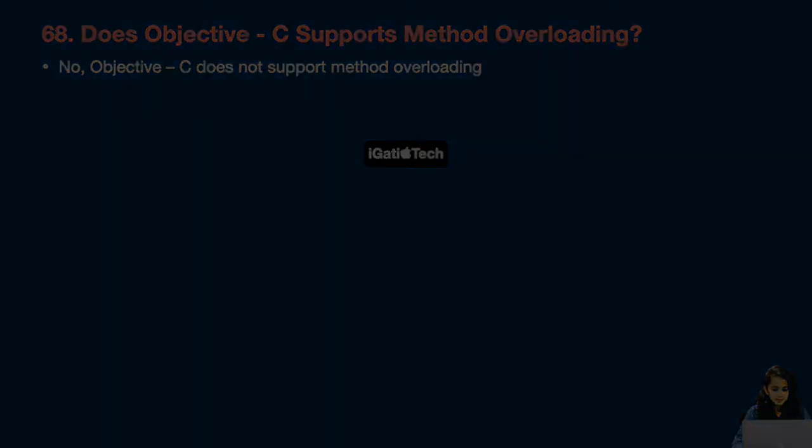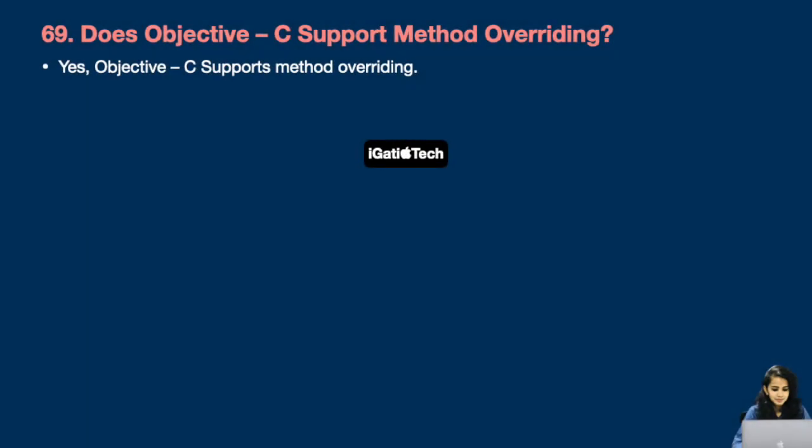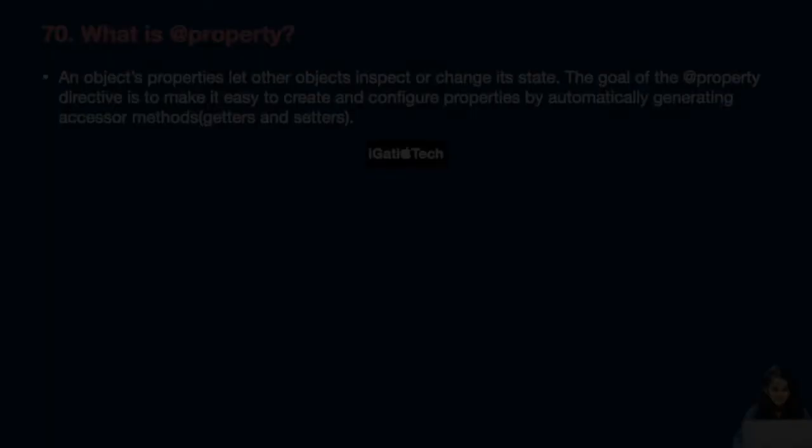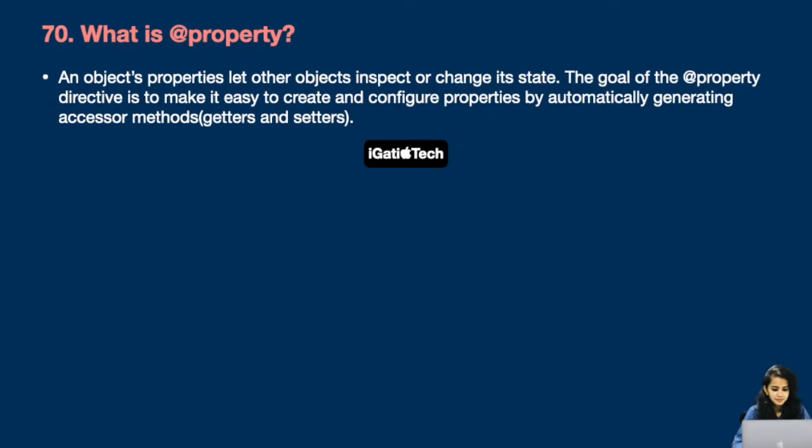So the next question is, does Objective-C support method overriding? Yes, Objective-C supports method overriding. Next, question number 70. What is property? An object's properties let other objects inspect or change its state. The goal of the property directive is to make it easy to create and configure properties by automatically generating accessor methods, which are getters and setters.